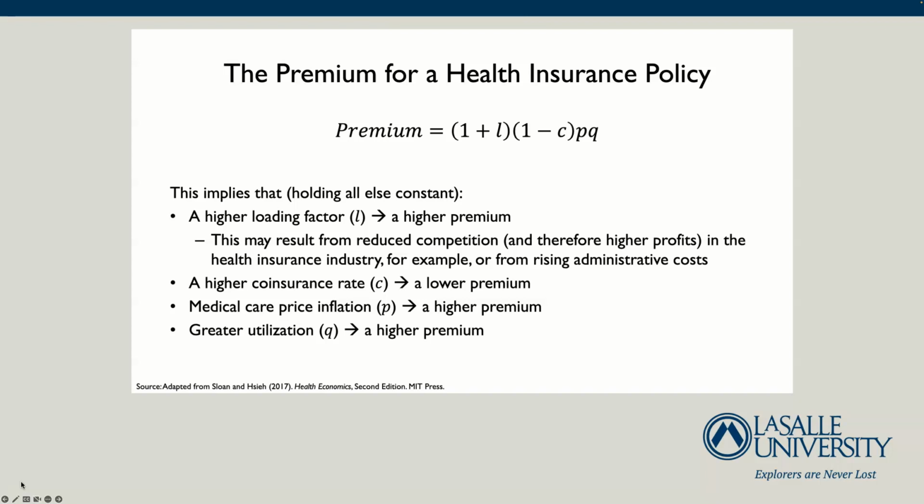A higher coinsurance rate, that is, a greater portion of the bill paid by the patient out of pocket, would lead to a lower premium charge to the insured individual or their employer. And medical care price inflation, that is a higher P, will lead to a higher premium, as would greater utilization, Q, in this formula.